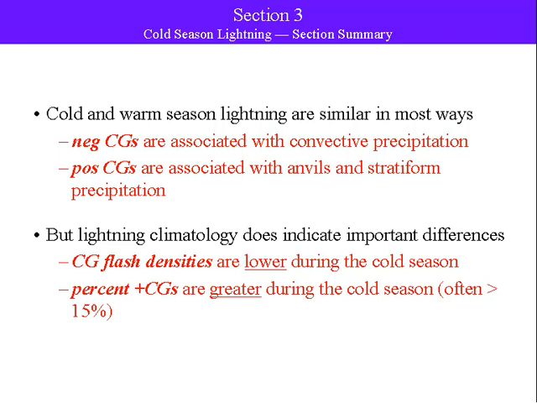So in summary, cold and warm season lightning are similar in most ways. Negative CGs are associated with the convective precipitation in both seasons, and the positive CGs are generally associated with anvils and stratiform precip regions. But lightning climatology does indicate important differences, namely, the total flash densities are lower during the cold season, no surprise, but also that the percentage of positive strikes is greater during the cold season. This is the norm for the cold season. We'll be getting to a section later for warm season severe storms where a high positive flash count is significant, but during the cold season, a high positive flash count is normal.